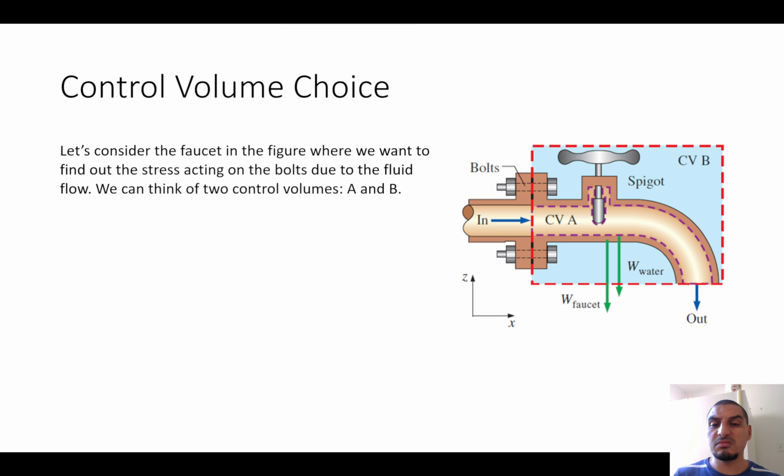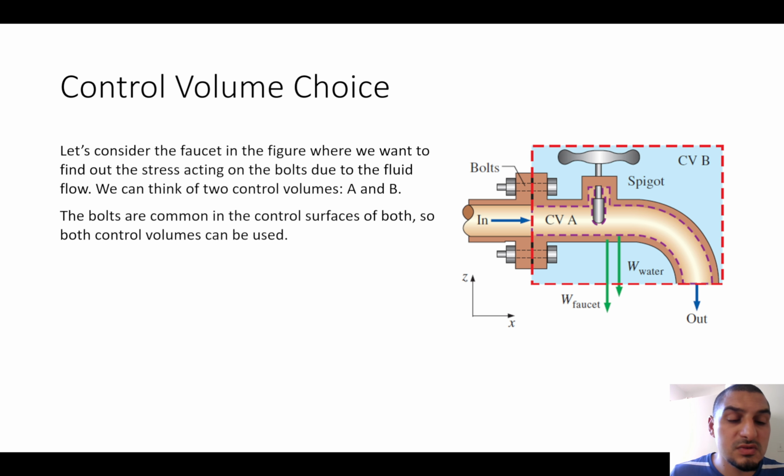So we have one of two options: either to do the calculations on the control volume A, which is the dashed purple line here, or to write the equations on the control volume B, which is the red dashed line. So in both cases we have a control volume that includes the fluid. So we have here the fluid that is inside the faucet, but the difference is what are the types of forces we are going to include.